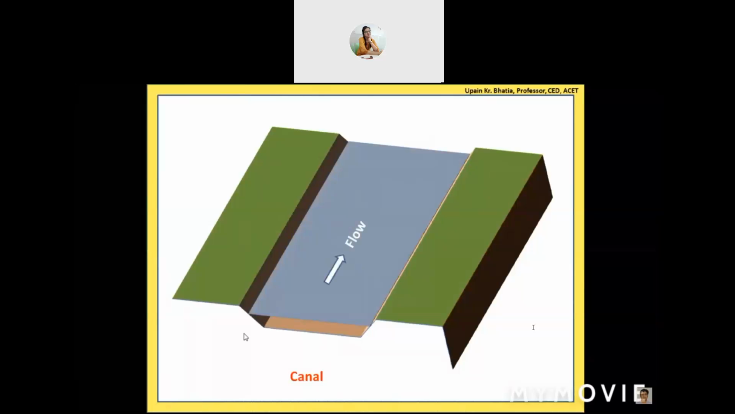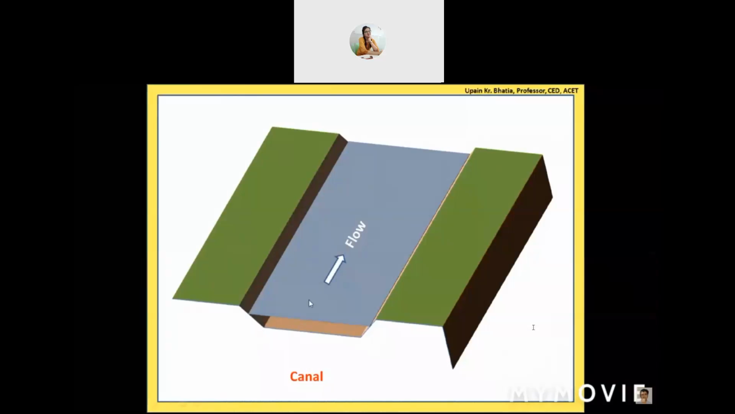Okay, so water will be flowing in this way. So this portion is called freeboard. This is the maximum water level that we can release into the canal, and the bank is a little above that. So this depth is called freeboard.